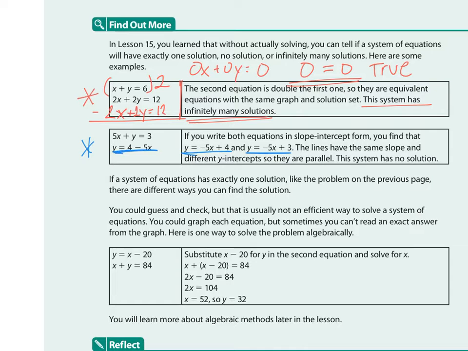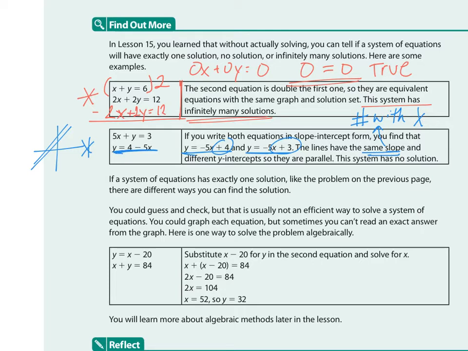Compare slope and y-intercept. It says these lines have the same slope, that is the number with x. So negative 5 is their slope, but they have different y-intercepts. I have a y-intercept of positive 4 and a y-intercept of positive 3. So this system has no solution, right? On a graph, they would have the same slope and different y-intercepts. Parallel lines, by definition, are never going to intersect.